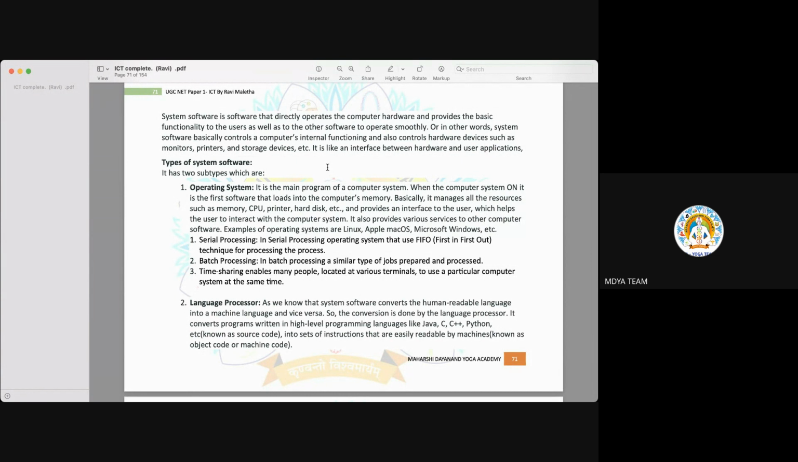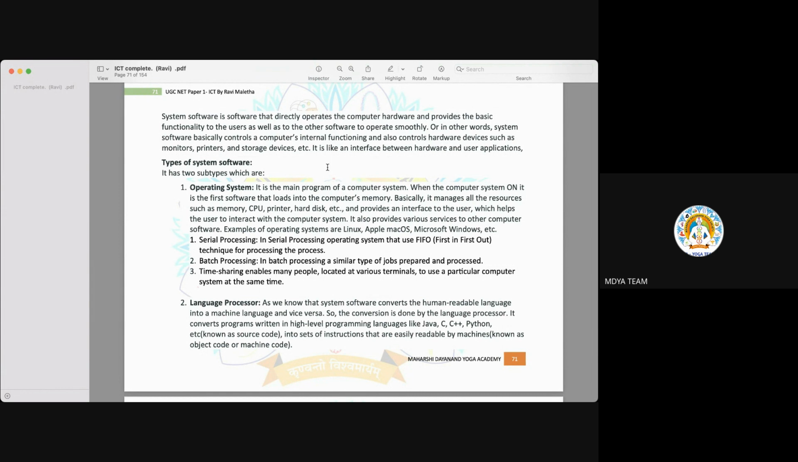So the second software is the language processor. What it does is convert human readable language into machine language, or vice versa, machine language to human readable language. Otherwise, you won't get the output you want from the computer if it is in a different language. If it is in machine language, you won't understand. So the conversion is done by the language processor.